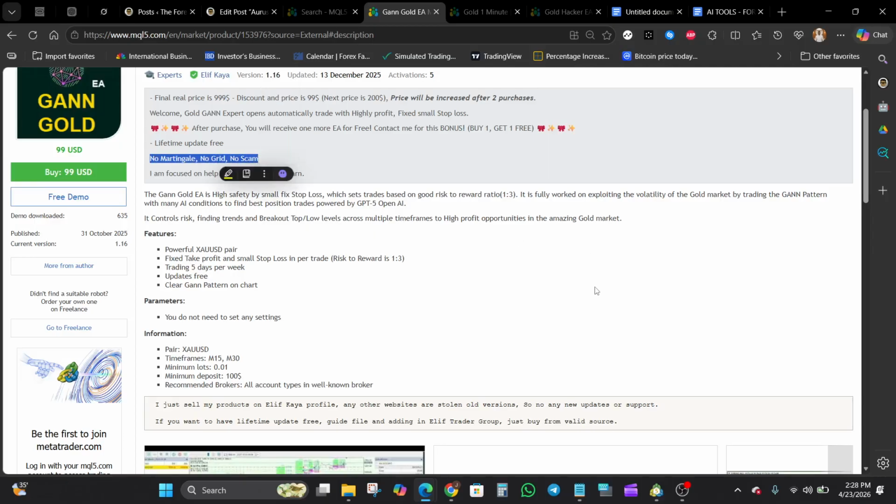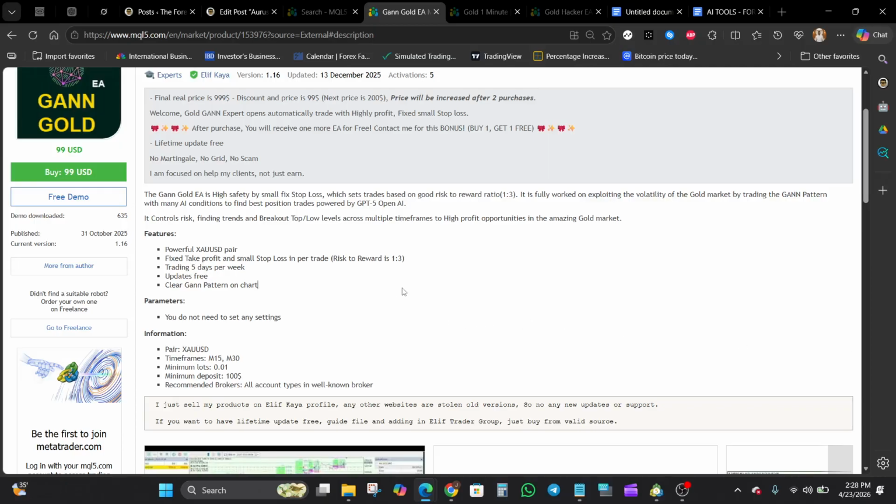Instead they rely on a fixed stop loss with a defined risk to reward ratio of 1 to 3. That immediately tells me this is a risk controlled precision entry system rather than something that tries to recover losses through position stacking. Now let's just break down how this EA is actually built and why that matters.